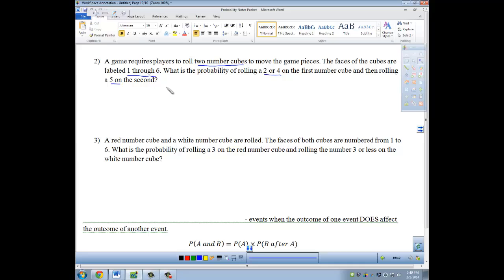you can still get a 5 the second time. So 2 or 4 for the first event, so that's 2 options out of my total 6. And then the second number cube I want a 5, so that's 1 out of 6. Multiply that together. 2 times 1 is 2. 6 times 6 is 36. Divide both numbers by 2 and we get 1 over 18. And if you wanted to figure out what that is as a percent, do 1 divided by 18. That gives you the decimal. Move your decimal over 2 places.